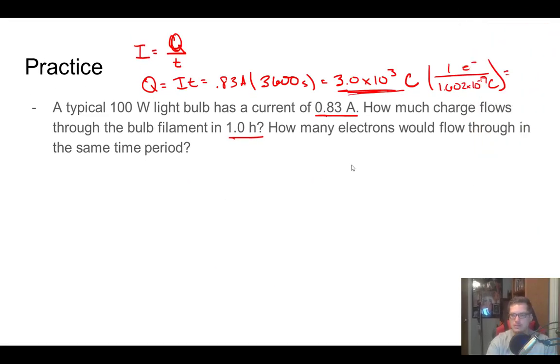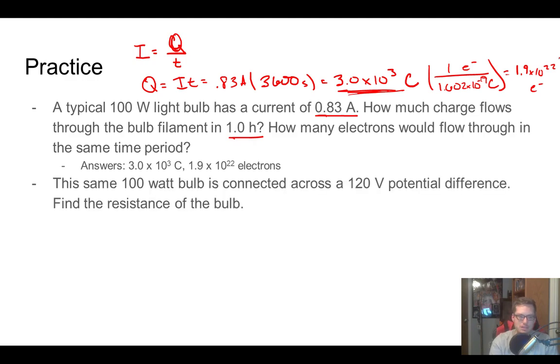All right, so we get 1.9 times 10 to the 22nd, and this would be electrons. Look, we got the right answers. Hallelujah. And it says this same bulb is connected to a 120 volt potential difference. Find the resistance of the bulb.